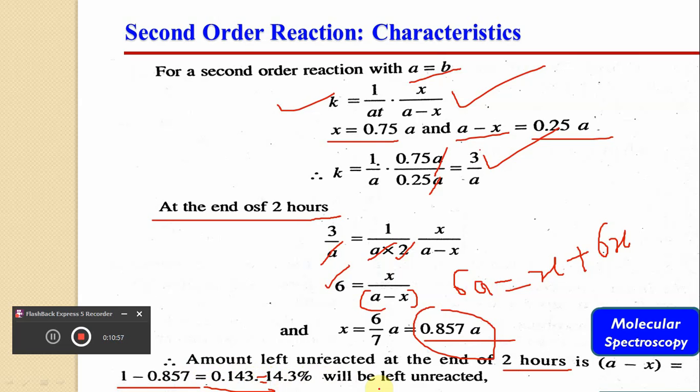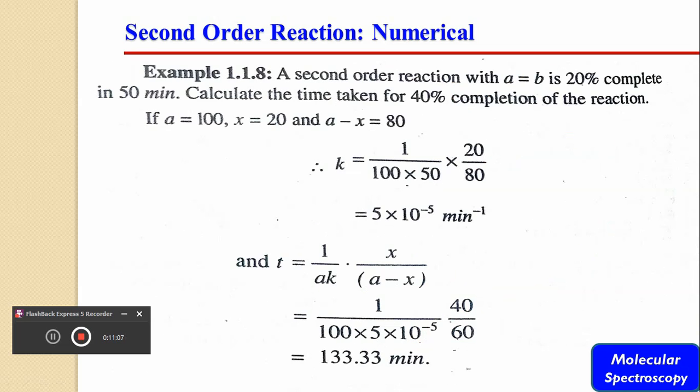So dear friends, in this part of the video we try to understand some characteristics of second order reaction as well as some numericals based upon the second order reaction. So this is another numerical that can also be discussed here. A second order reaction with equal initial concentration is 20% completed in 50 minutes, and calculate the time taken for 40% completion of the reaction.